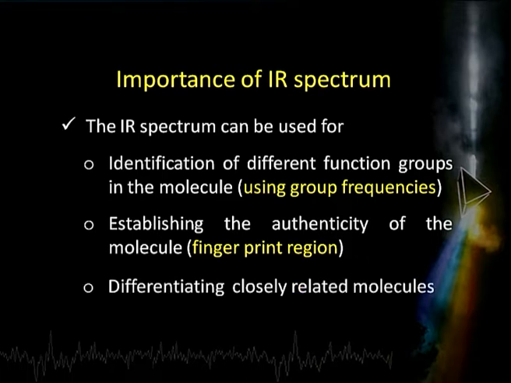Yet another is that we can differentiate very closely related molecules by using their IR spectrum, because you may have a situation, say a molecule, say ethanol, and its isomer dimethyl ether. They will have two very different kinds of spectra. So, that can be used to find out whether it is an alcohol or an ether. We will be talking about all these things at a later stage. Right now, I am trying to give you an overview of what kind of information we can get from the IR spectrum.